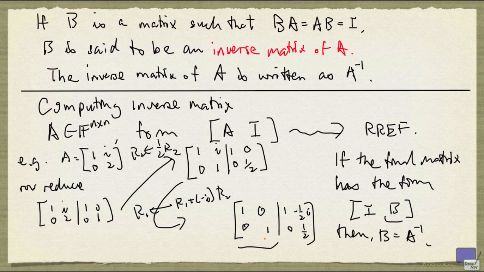As you see, the first two columns give me the 2 by 2 identity matrix. So these two columns will give me the inverse matrix of A. So I'm going to write down A inverse is equal to 1, minus half i, 0, half. And you can check that if you multiply this and the matrix A, you get the identity matrix.